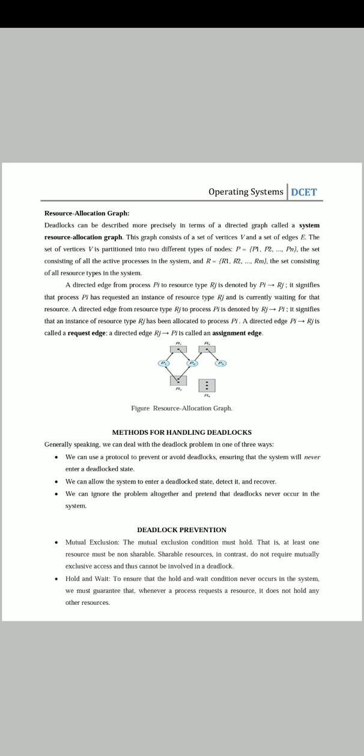The second is we can allow the system to enter a deadlock state, detect it and recover from it. Let the system go into the deadlock state, then I just detect the deadlock, and then the system is in a deadlock state, I just recover from the deadlock. The third method is, even though there is a deadlock, I just ignore it, I just pretend that there is no deadlock in my system. This is the third method.